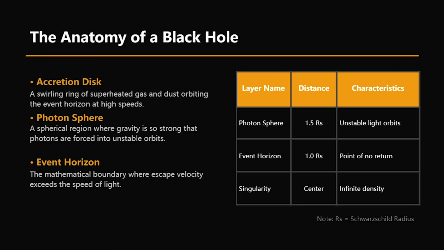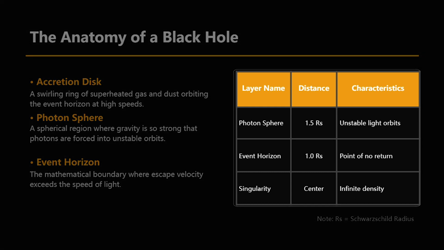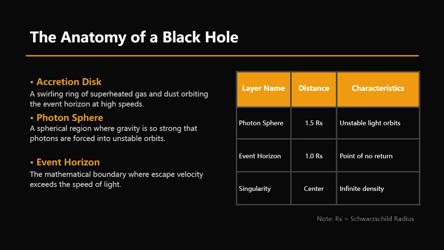It's a helpful guide to how the environment changes from the high-energy chaos of the outer disk to the absolute silence of the horizon. You'll also notice a note about the Schwarzschild radius, or Rs. This is the specific distance from the center that defines where that event horizon sits. It's a fundamental calculation in astrophysics for determining a black hole's size. Keep these components in mind because next we're going to see how they actually warp the fabric of spacetime.